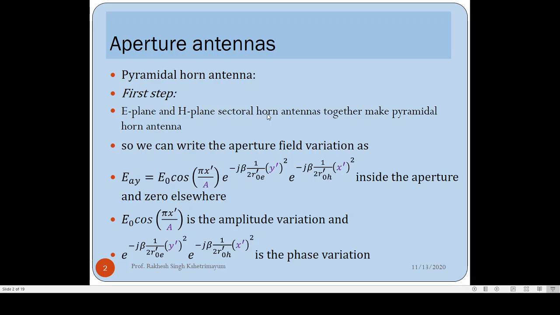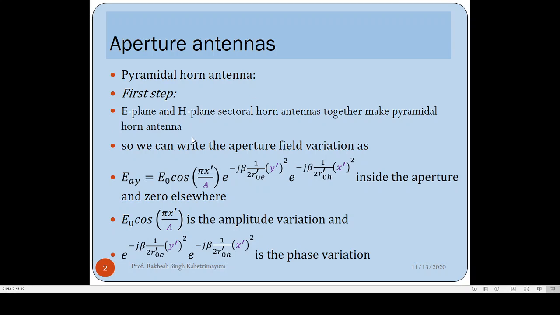As you know, for any aperture antenna, there are three steps for finding the radiation pattern in the far field. The first step is you establish the fields inside the aperture. In the pyramidal horn antenna, you have flared out the open-ended rectangular waveguide in both x and y directions. So it is basically a combination of the E-plane and H-plane sectoral horn antennas. We have already discussed the E-plane and H-plane sectoral horn antennas, so using those, we can make pyramidal horn antennas.